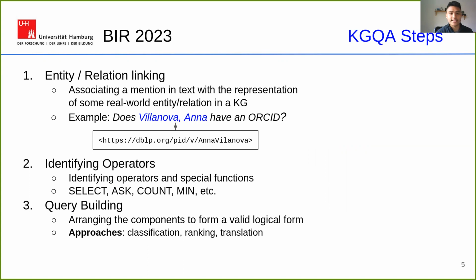The first step is entity and relation linking. Given a text or a question, as shown in the example here, the task is to associate the mentioned text with the representation of some real-world entity or relation in a knowledge graph. For example, the text Anna Villanova here is associated with the entity Anna Villanova in the DBLP knowledge graph.